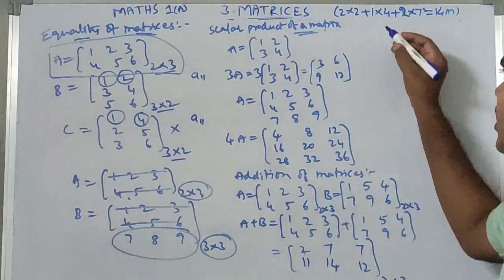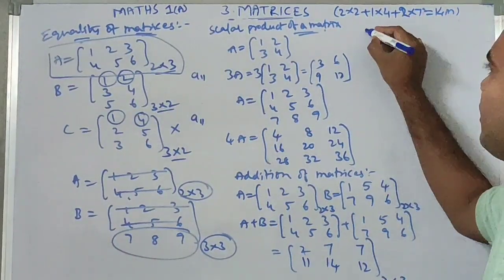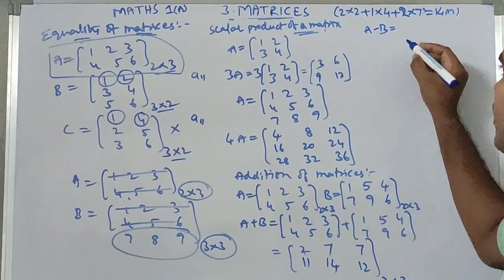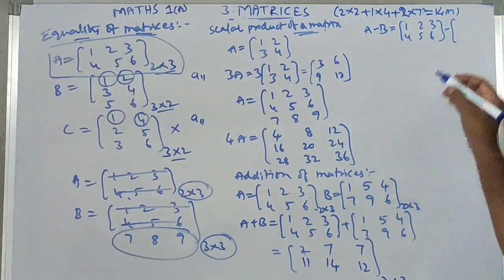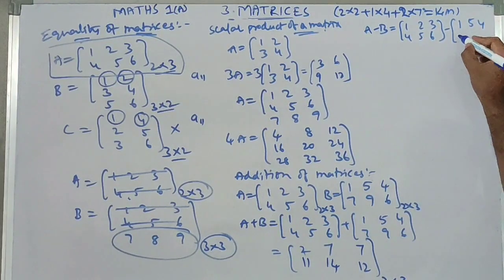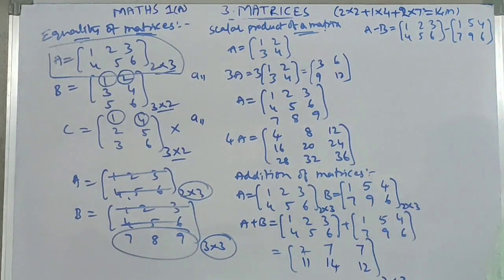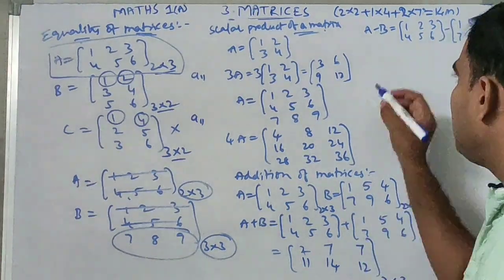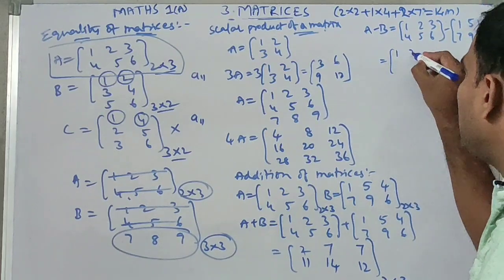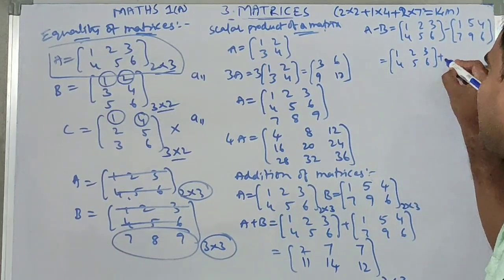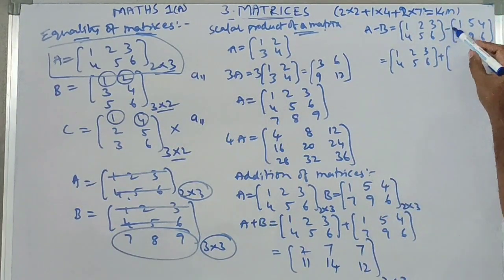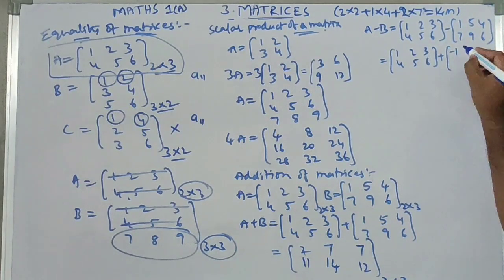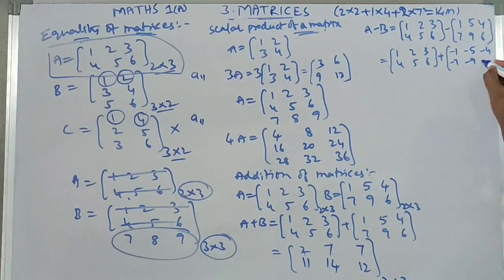Okay. Next, the difference of 2 matrices. A minus B. Difference is also some kind of addition. [1, 2, 3; 4, 5, 6] minus [1, 5, 4; 7, 9, 6]. We already did scalar multiplication. So [1, 2, 3; 4, 5, 6] plus, I am writing, scalar multiplication, which is multiplying with minus 1 all the elements. Minus 1 into 1 is minus 1. Minus 1 into 5 is minus 5. Minus 1 into 4 is minus 4. Minus 7, minus 9, minus 6.